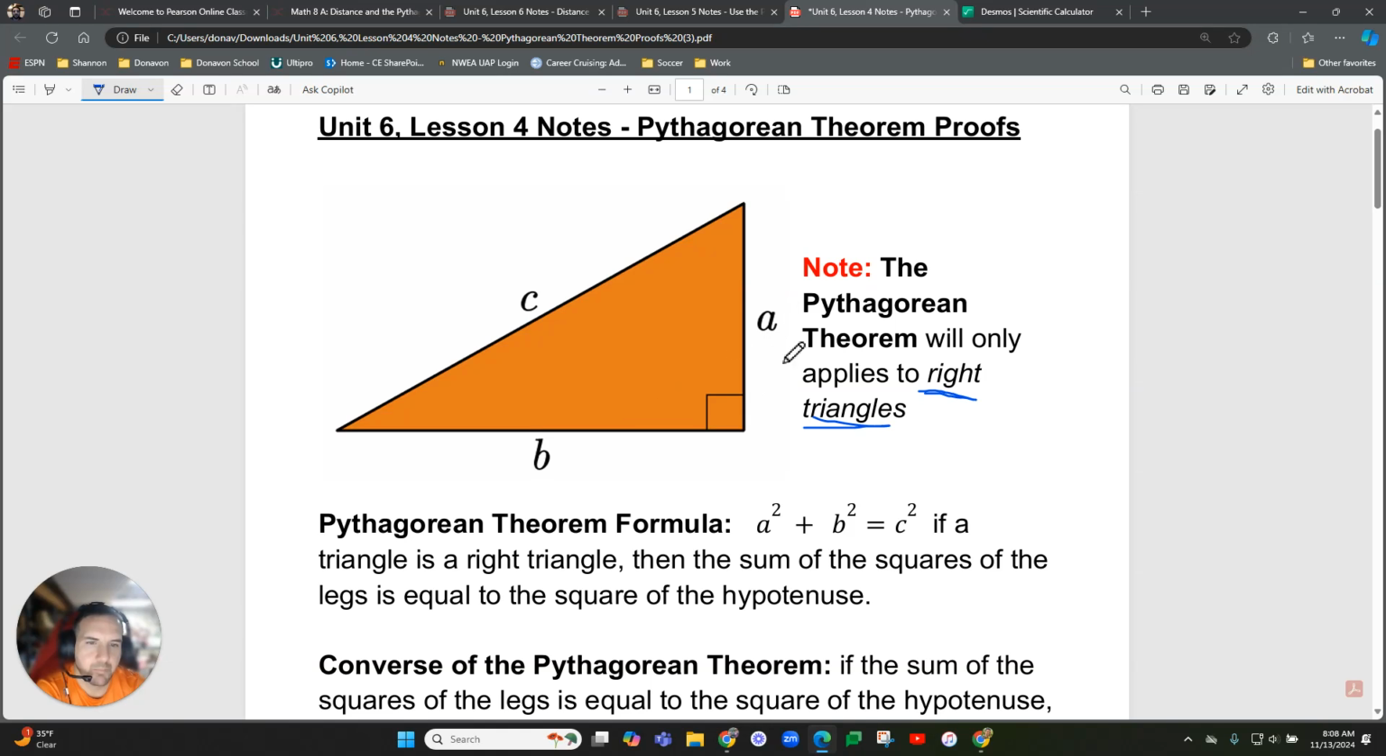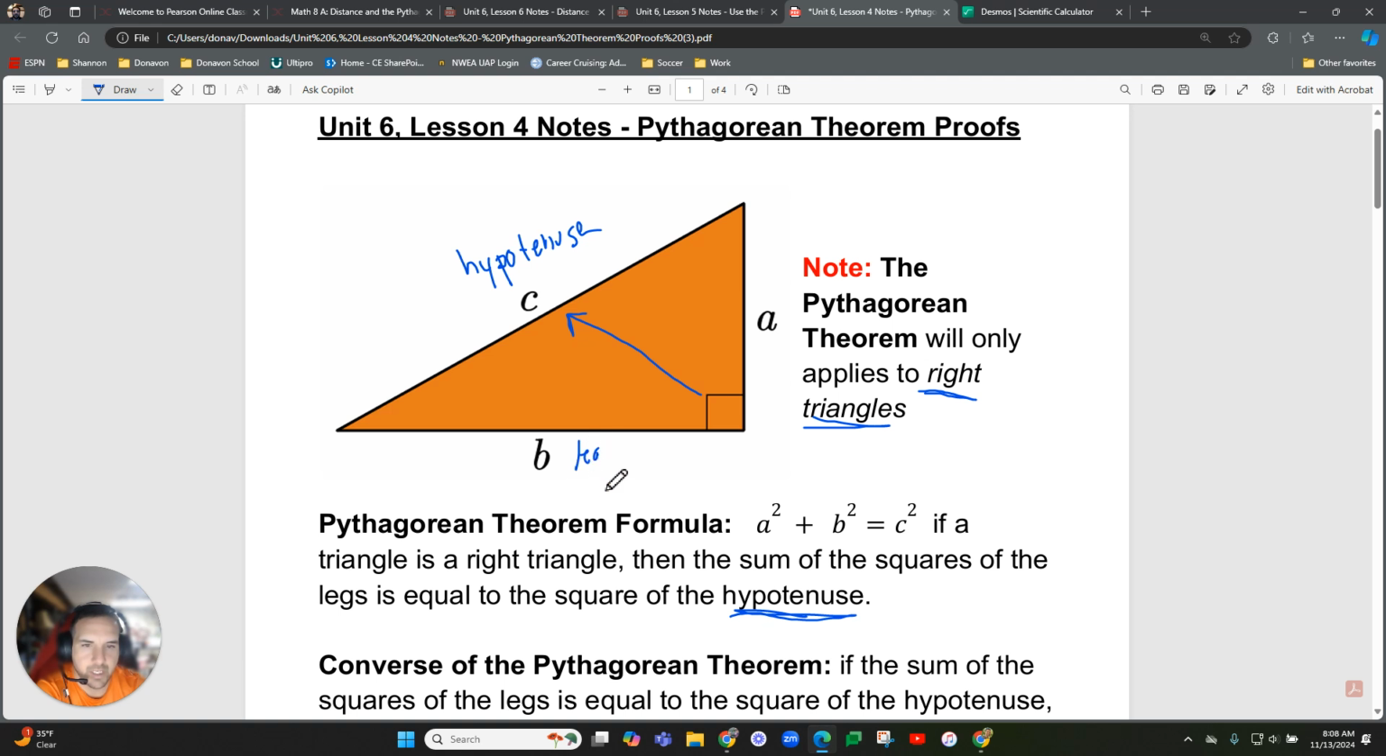So a and b, it doesn't matter which one's a and which one's b. However, c does matter. C is always the side that is opposite of the right angle. There's a specific name for that. We call it the hypotenuse. So c is referred to as the hypotenuse. The word's right here. So hypotenuse. And we call these two sides the legs.